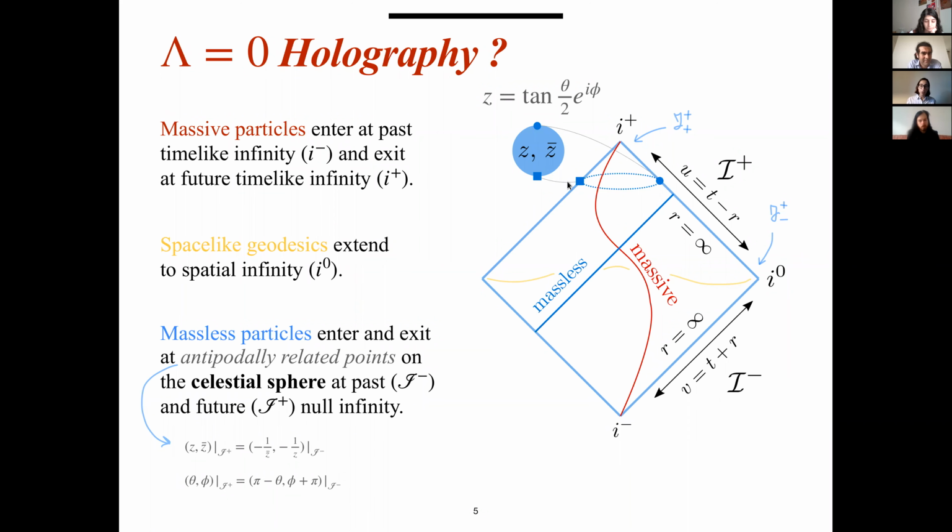And it will be very convenient to not talk about the angles theta and phi, but instead use stereographic coordinates z and z bar to talk about the physics on this two-dimensional sphere.